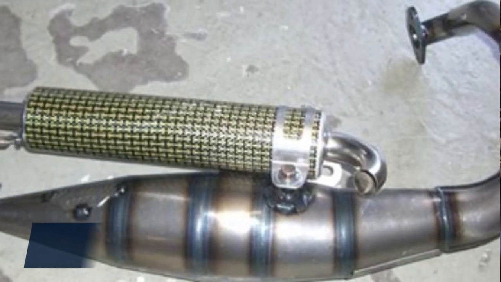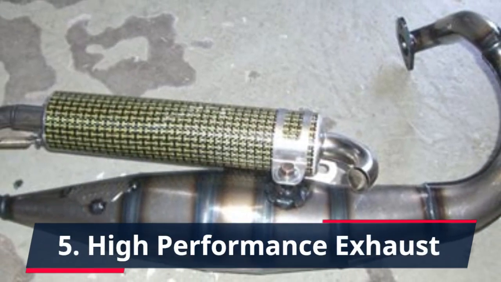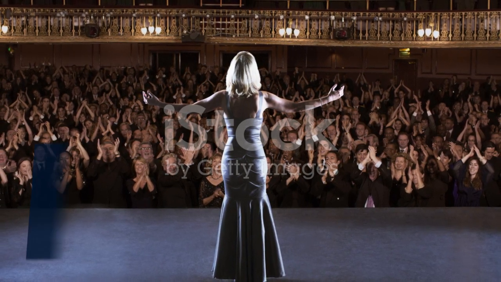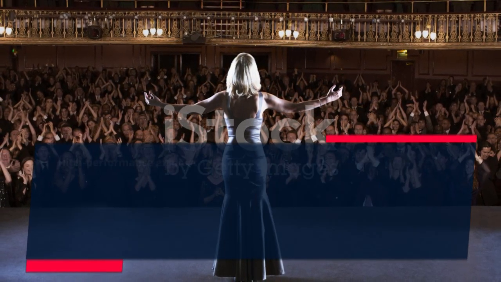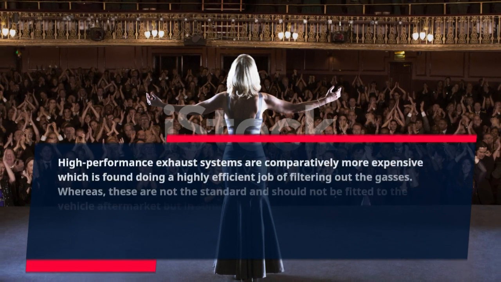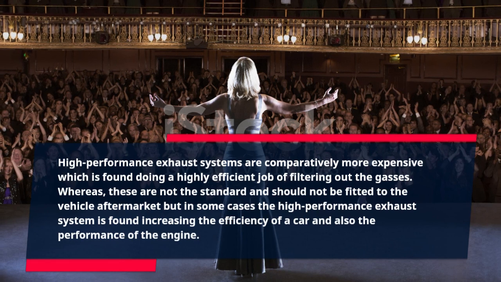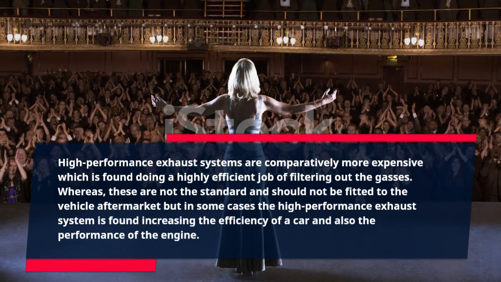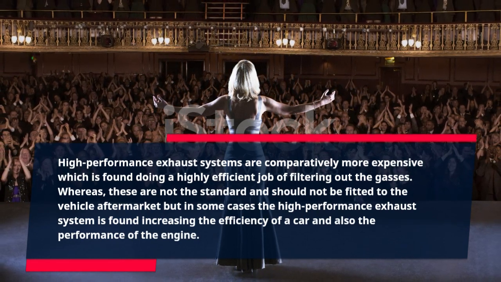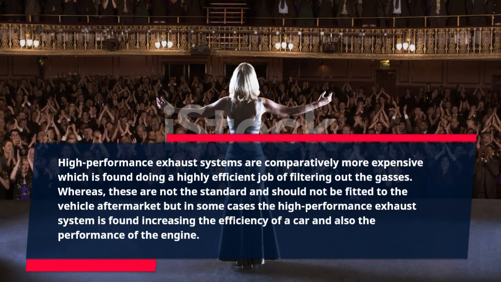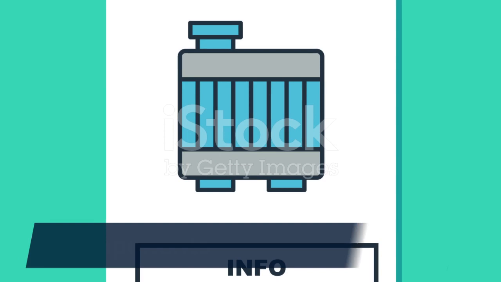5. High-performance exhaust. High-performance exhaust systems are comparatively more expensive, and are found doing a highly efficient job of filtering out the gases. Whereas these are not the standard and should not be fitted to the vehicle aftermarket, in some cases the high-performance exhaust system is found increasing the efficiency of a car and also the performance of the engine.